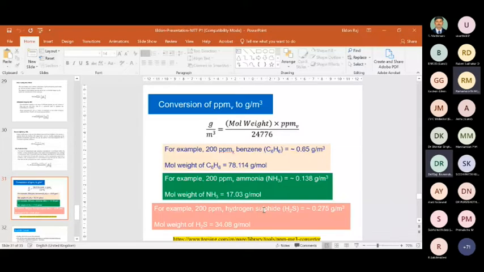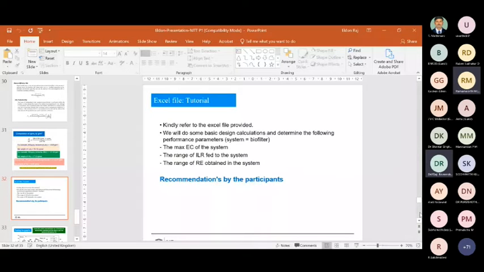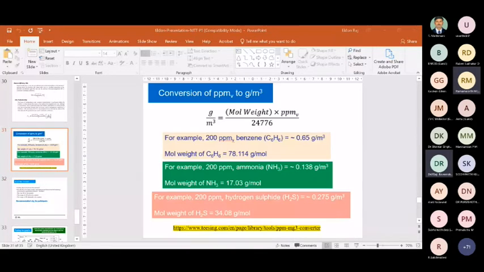And now what we are going to do is, the organizers might have sent you an Excel file. We will do some very basic calculations and we will see the performance of the system. So I'm going to ask you to look at the Excel file. You do these basic calculations, and I will now wait.